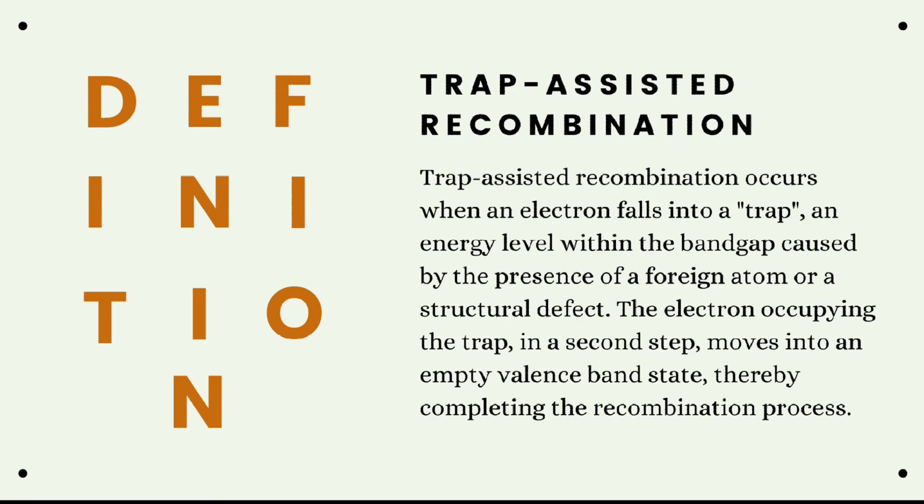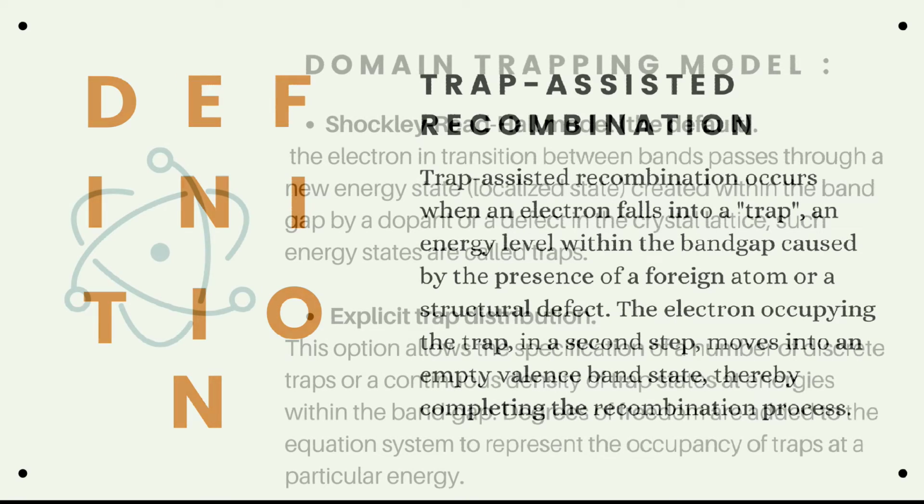Trap-assisted recombination. Trap-assisted recombination occurs when an electron falls into a trap, which is an energy level within the band gap caused by the presence of a foreign atom or structural defect. The electron occupying the trap moves into an empty valence band state, thereby completing the recombination process.